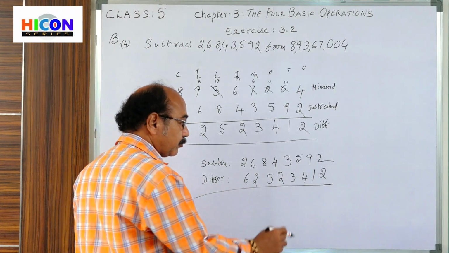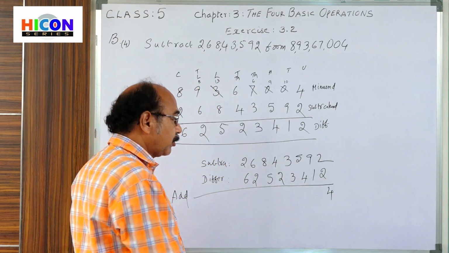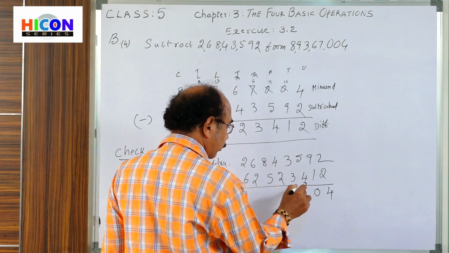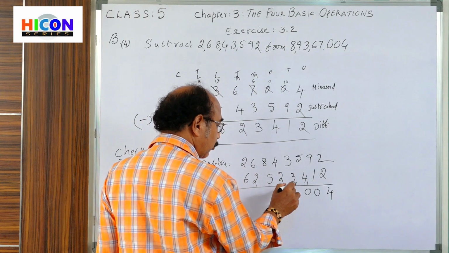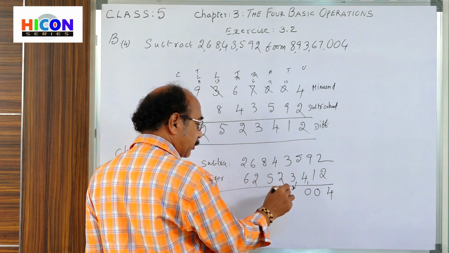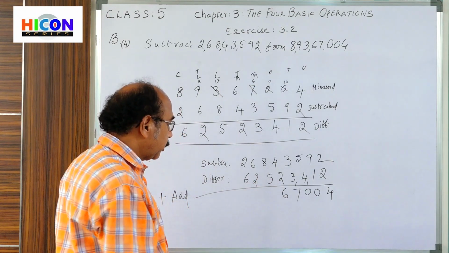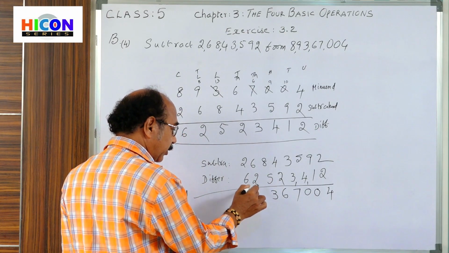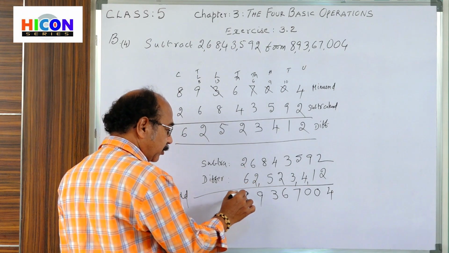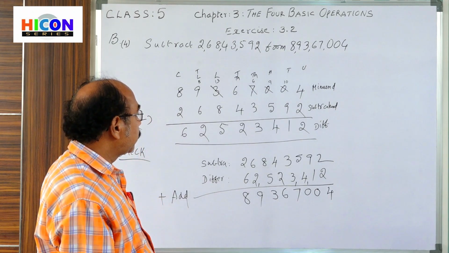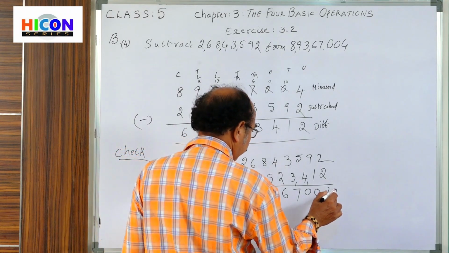Add 2 plus 2, 4. 9 plus 1, 10, write 0, carry 1. 4 plus 1, 5, 5 plus 5, 10, write 0, carry 1. 3 plus 3, 6 plus 1, 7. 4 plus 2 is 6. 8 plus 5 is 13. Write 3 here, carry 1. 2 plus 1, 3, 3 plus 6, 9. 2 plus 6, 8. 8936 7004. This is what? My minuend.